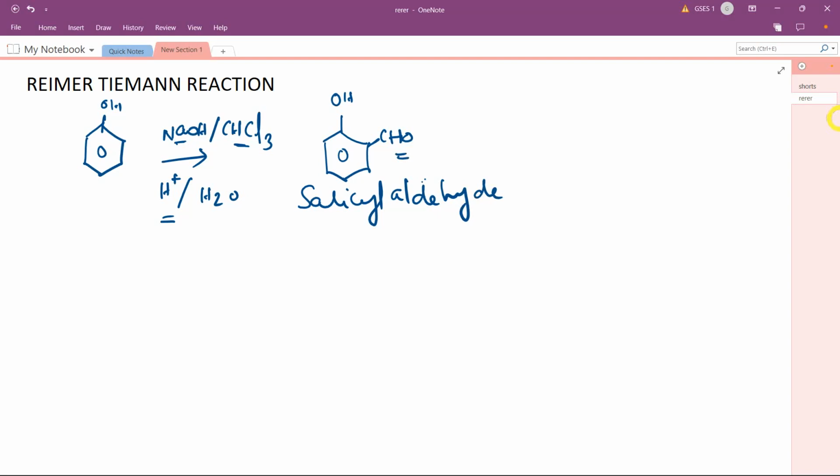Now, there is a question: why is the aldehyde group inserted in the ortho position, not in the para or meta position? The reason is, let me draw the structure in a different way so that you can understand easily. So this is phenol and this is the aldehyde group. There will be a hydrogen bond between the oxygen of the phenol group and the hydrogen of the aldehyde group. That is why the aldehyde group is introduced in the ortho position. Okay, let us have a closer look at this reaction.